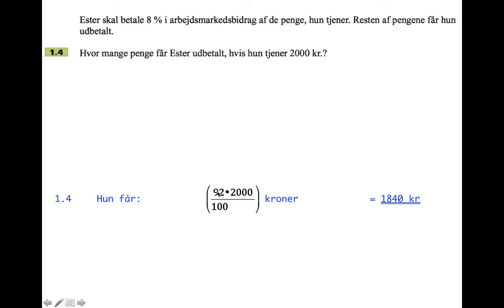So I've written 92 on the top, 100 on the bottom for 92%, times 2,000, and that comes to 1,840. Now, for some people marking this, you might want to show where the 92 comes from, because it's not anywhere in the question. So instead of writing 92, you could write 100 minus 8, and then you can see that it comes from the 8%. But in any case, the answer is 1,840.